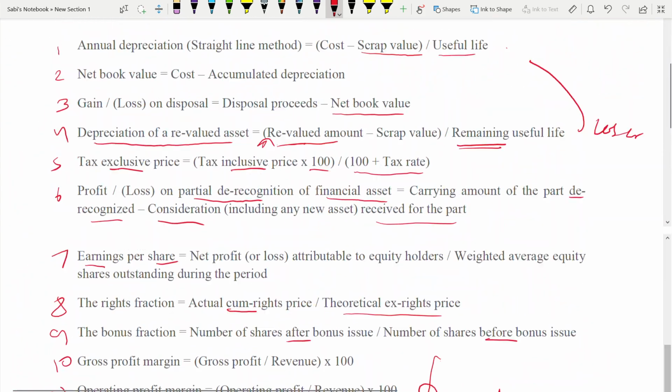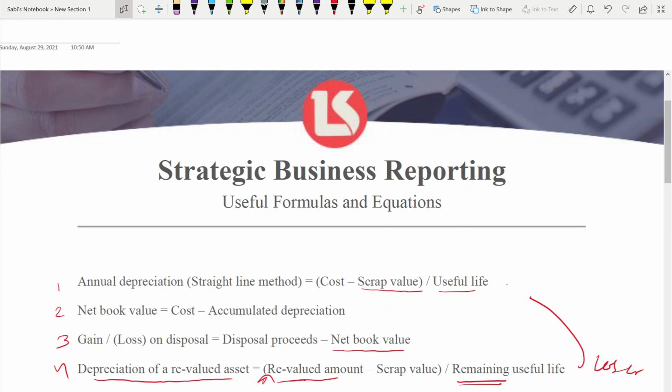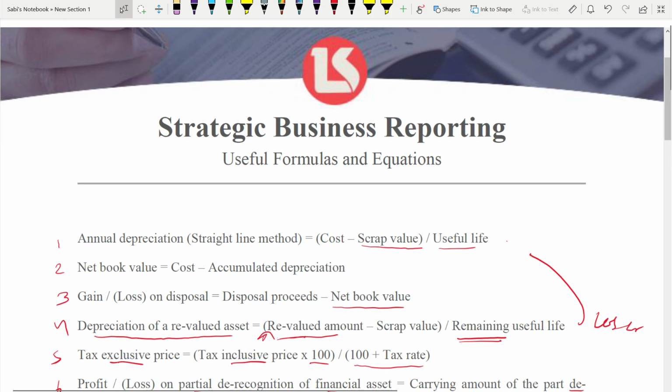This is related to your SBR. I've taken it from Loan Signal. So now that's it, right?